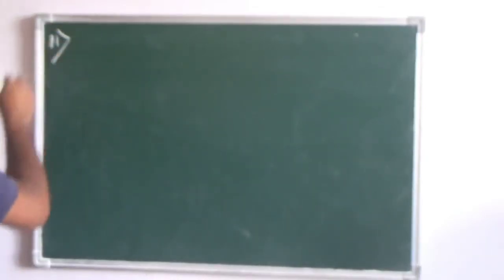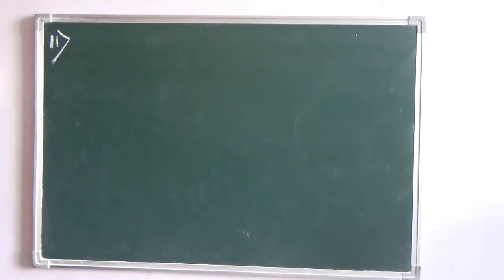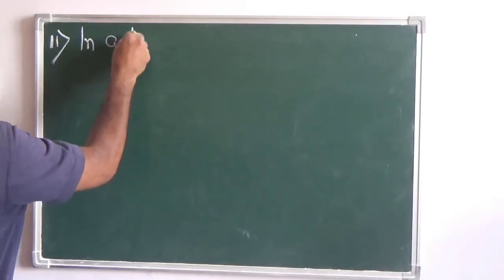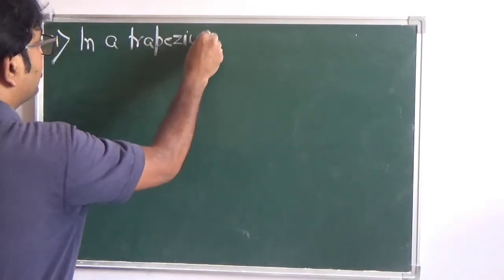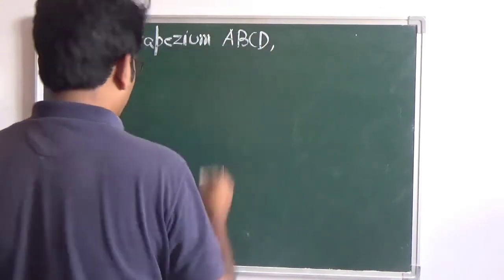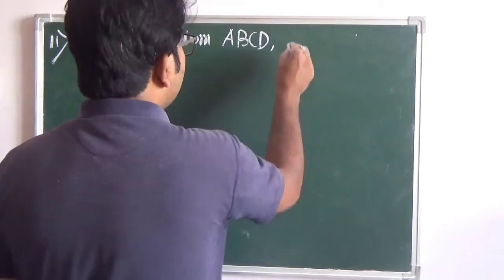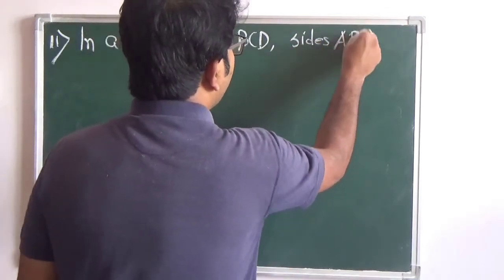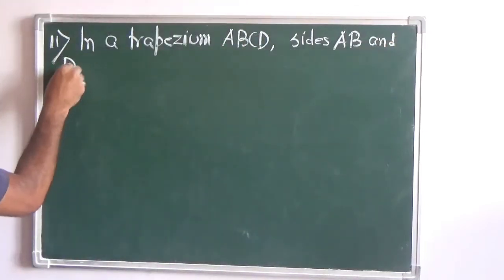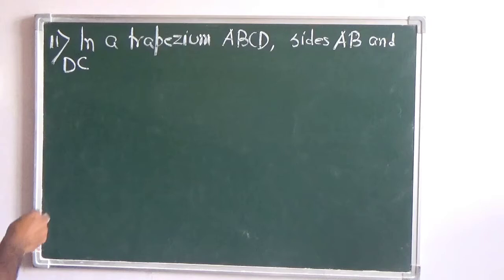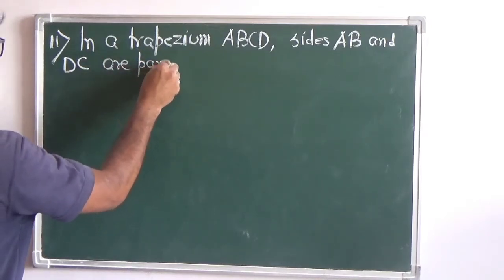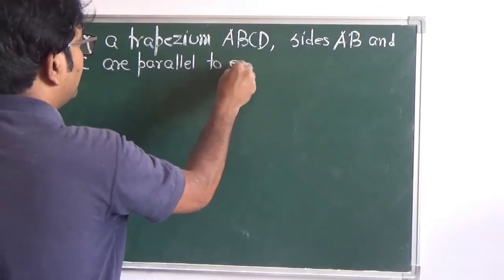So moving on to question number 11. Let me take another question here. In a trapezium ABCD, sides AB and DC are parallel to each other.